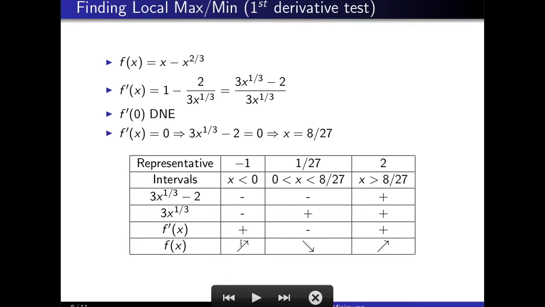Okay, so then our derivative will be positive for negative numbers, so our function is increasing for negative numbers. In between 0 and 8/27, the numerator will be negative while the denominator is positive, so the derivative will be negative and the function is decreasing there. And then for x values to the right of 8/27, the derivative will be positive, so the function is increasing.